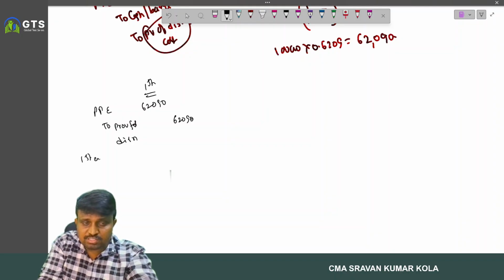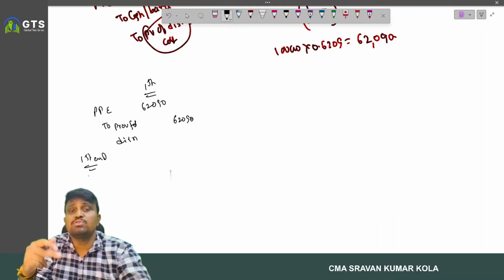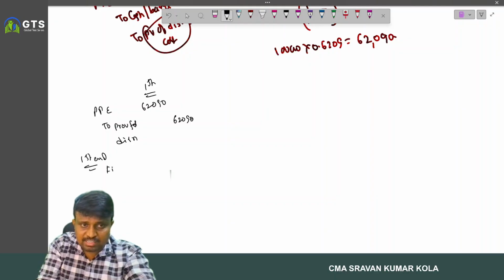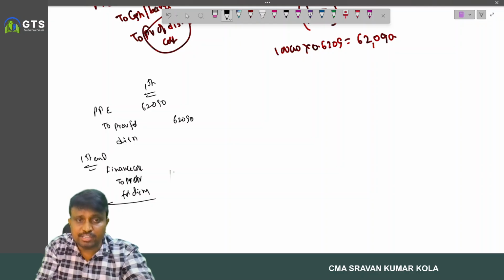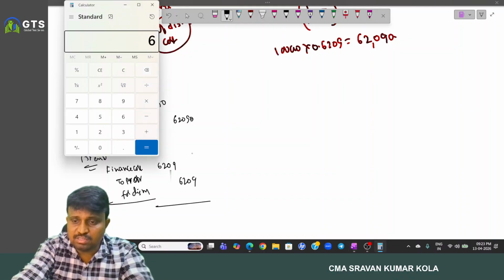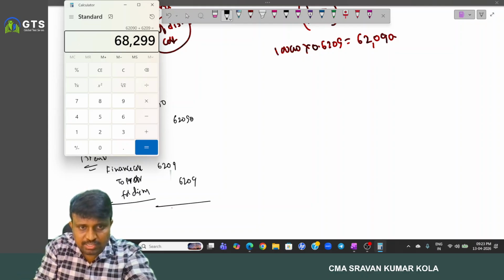At the end of the first year, we have to add interest. We write the entry: finance cost account debited to provision for dismantling cost, 62,090 into 10%, 6,209. What is the amount we have at present? 62,090 plus 6,209, so 68,299.